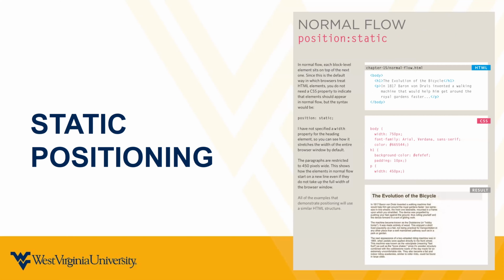And here's normal flow at the end here. We have static. Static or normal flow is, like I said, each block level element for the next one, kind of vertical. Each element is just going to sit on top of each other. So we put the H1 first, and that's going to sit on top of the paragraph in the HTML text, and so on and so forth. They're not moving. They're just static in one flow.